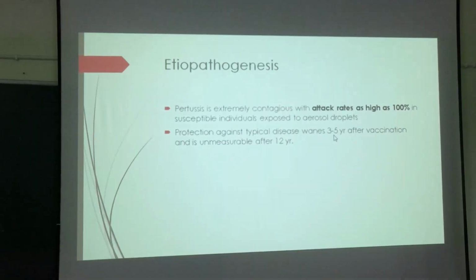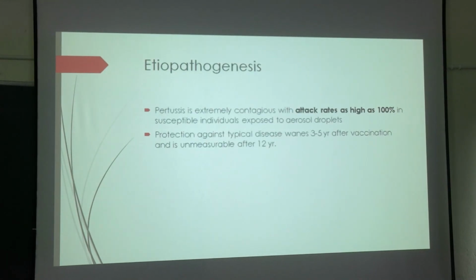Not everyone will have that specific whooping feature. So coming to the etiopathogenesis, pertussis is extremely contagious with secondary attack rates as high as 100% in susceptible individuals who are exposed to aerosol droplets. Protection against typical disease wanes by 3 to 5 years after vaccination, and protection is unmeasurable after 12 years.